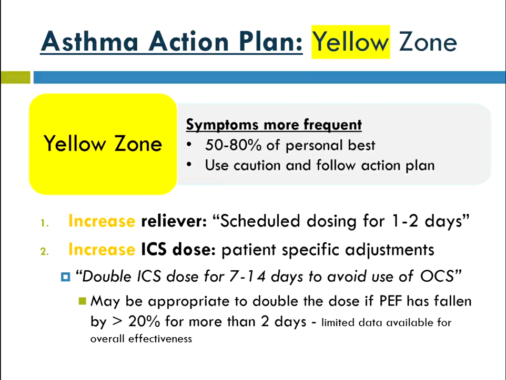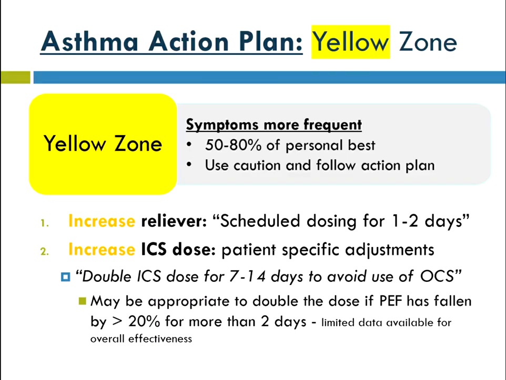So sometimes, this is a plan that we could consider, we're going to increase the reliever use. In quotes, it's how we may increase the use. But in the yellow zone, we're always going to increase the use. We're always going to increase the ICS dose temporarily. Okay? So it could be that we'll schedule the dosing for the reliever for 1 to 2 days, and then we'll double the ICS dose for 7 to 14 days. That is going to be up to the provider and or the pharmacist who are developing that with the patient.